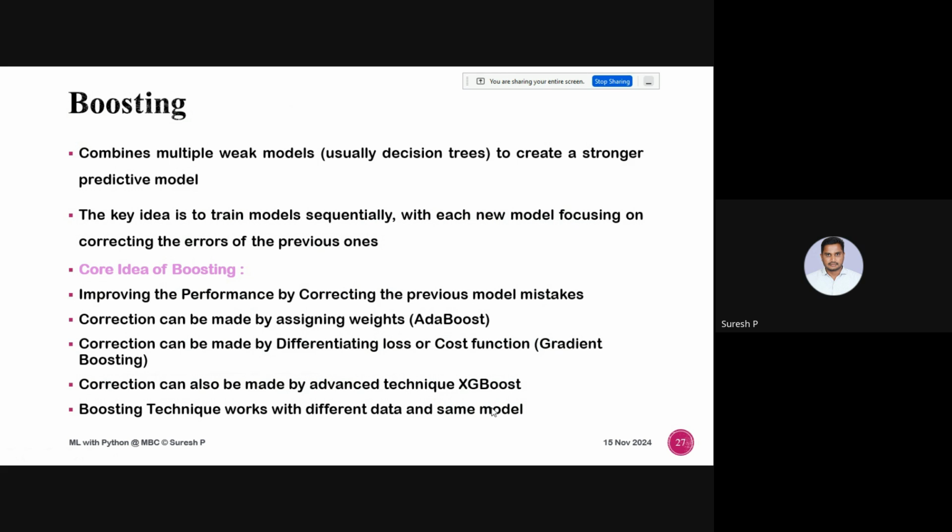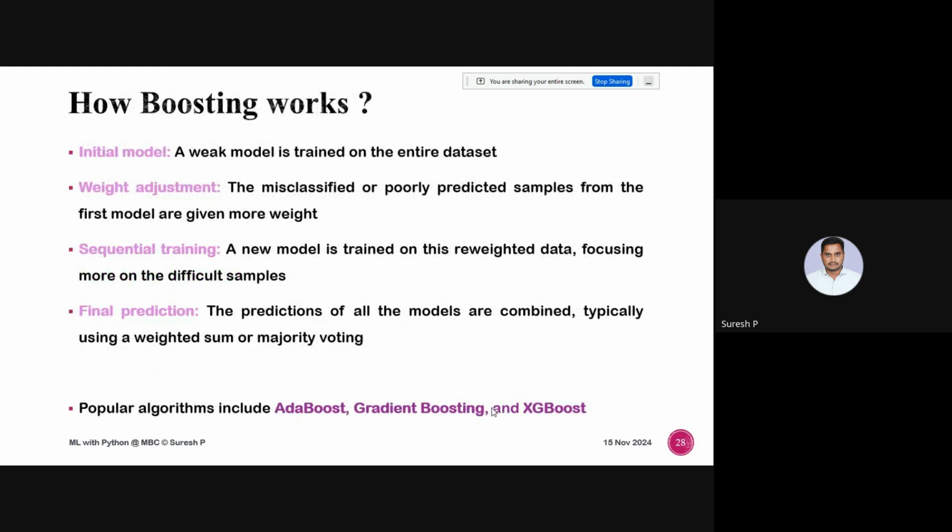The boosting techniques will work with different data and the same model. There are 4 steps to be followed in boosting. These 4 steps will define the working principle of the boosting process. The first one is the initial model. Initially a weak model will be trained on the entire data set. Then after that, weight adjustment. The misclassified or poorly predicted samples from the first model are given more weight.